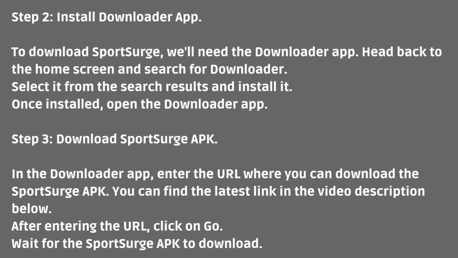Step 2. Install Downloader app. To download SportSurge, we'll need the Downloader app. Head back to the home screen and search for Downloader. Select it from the search results and install it. Once installed, open the Downloader app.